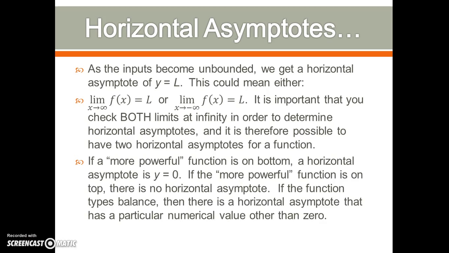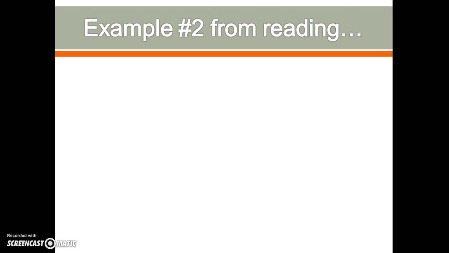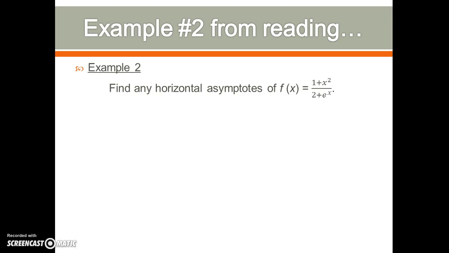If the more powerful function is on the bottom, as we looked at in the previous reading, a horizontal asymptote is y equals 0. If the more powerful function is on the top, there is no horizontal asymptote. And if the function types balance on the top and the bottom of our rational function, then we have a horizontal asymptote that has a particular numerical value other than 0. So example 2 from the reading demonstrates this.